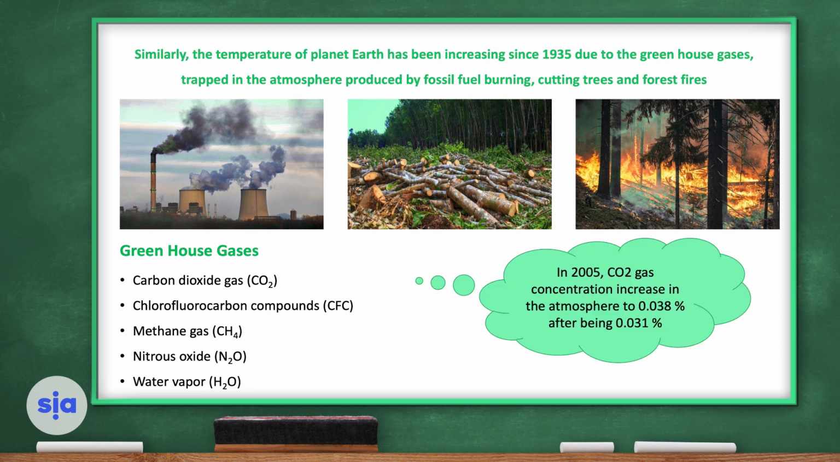In 2005, carbon dioxide gas concentration increased in the atmosphere to 0.038% after being 0.031%. I know what you want to ask. It's a minimal percent, a minimal change. Is this minimal change causing a great effect? Yes. This minimal change could cause a great effect on the increase of the temperature of Earth.